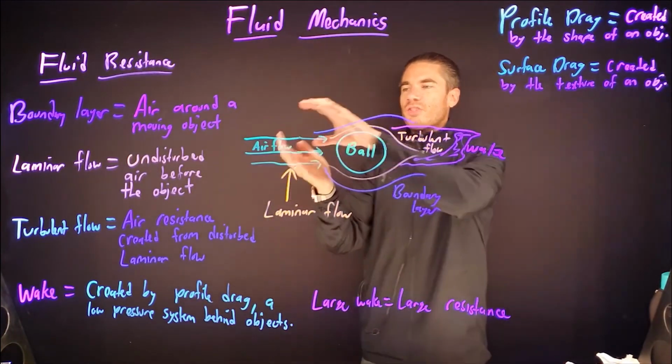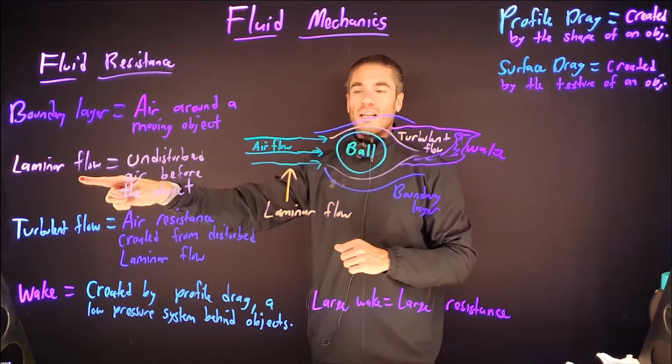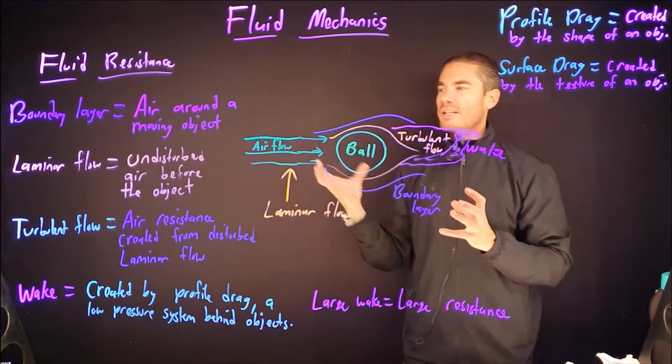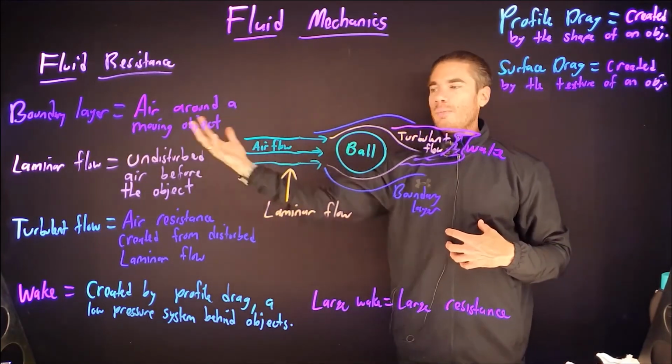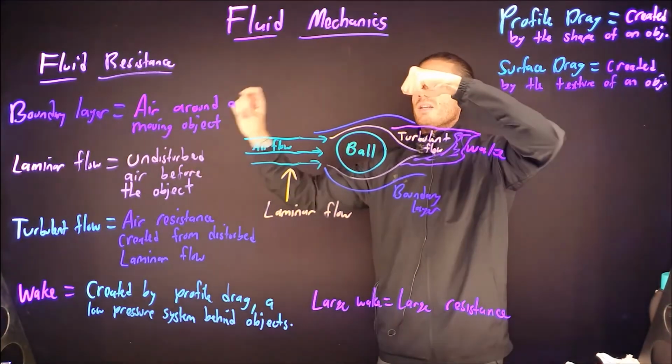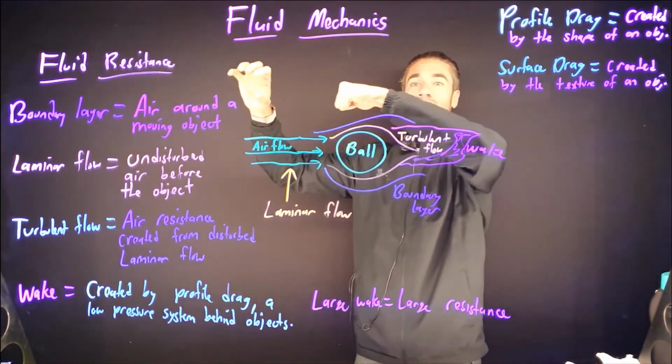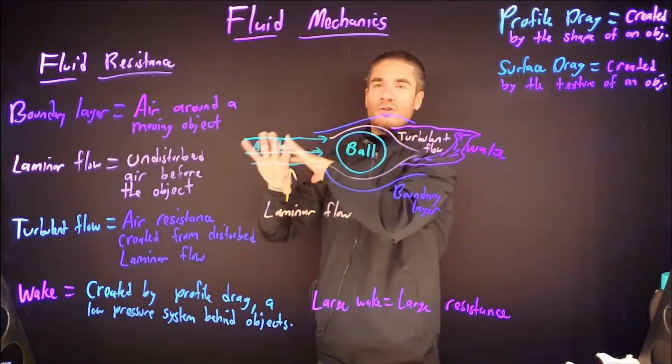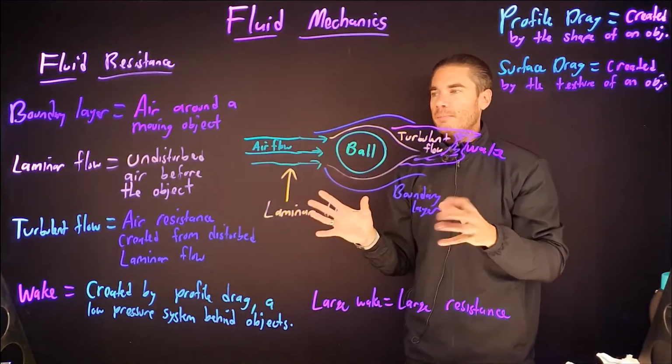the first section of air at the front here is called our laminar flow. So laminar flow is basically the undisturbed air before the object. So imagine my hand is a ball and it's traveling through air. This air here, which the ball has yet to hit, is called laminar flow. It's just normal undisturbed air.